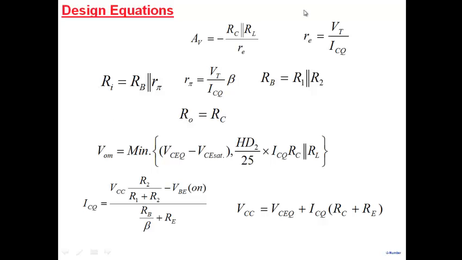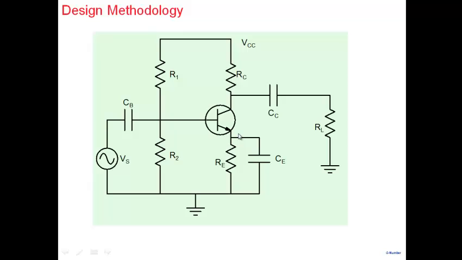So the left-hand side of all these equations are known to you, and you have to figure out what the appropriate values of RC and R1 and R2 and all of that are. But if you look at it, there are basically only 4 unknowns here: R1, R2, RC, and RE. So 4 unknowns are there.